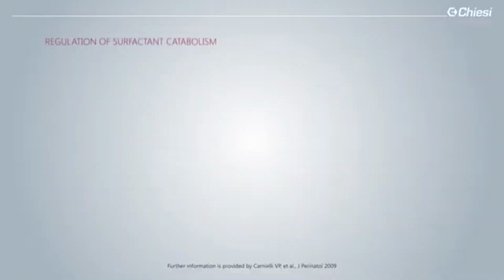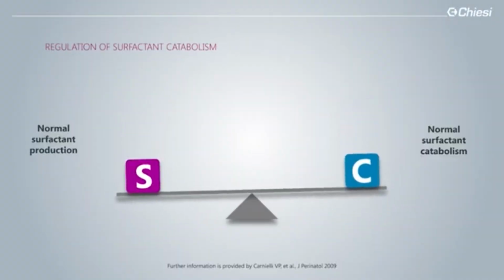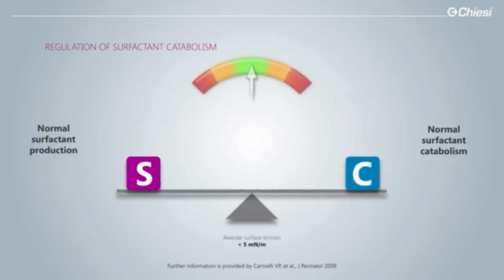So now, let's talk about something very interesting and very important for me. So the regulation of surfactant catabolism. So, as you may recall from the very first images, there is not just production, but also catabolism. And so these two processes are meant to be considered like some sort of balance. You may have a normal situation, like me, hopefully, right now, with a normal production and a normal surfactant catabolism. This is supposed to achieve a very low alveolar surface tension, usually less than 5 millinewton per meter, which means normal alveoli very well opened.